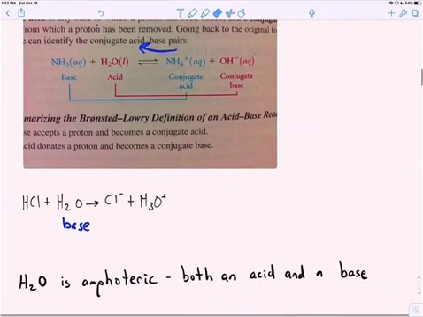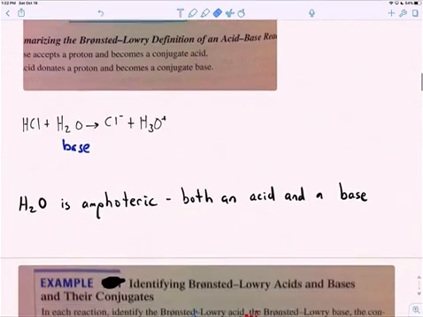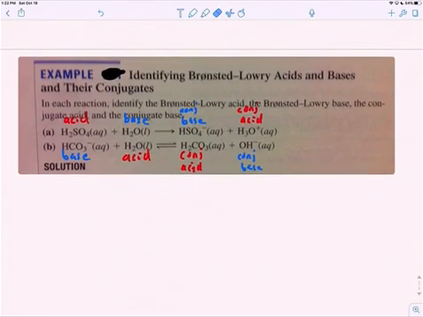And here's another thing with water. Hydrochloric acid plus water makes chloride and hydronium. So in one case water acts like an acid, in one case water acts like a base. That means that water is amphoteric. It is both an acid and a base. That's another interesting thing about water. It's not necessarily unique, amino acids are also amphoteric. But water, as I said before, is a very strange compound. So we have to identify these as acids and bases, and conjugate acids and conjugate bases.